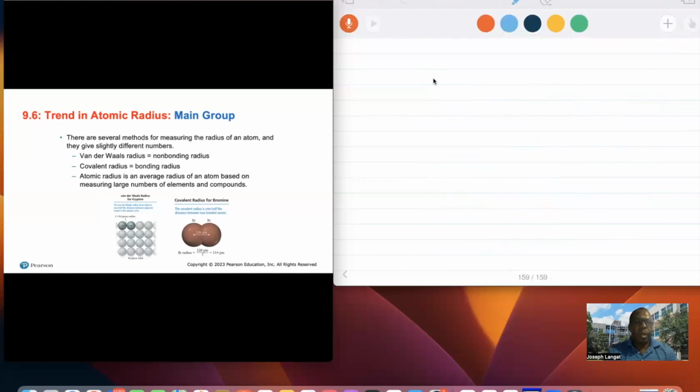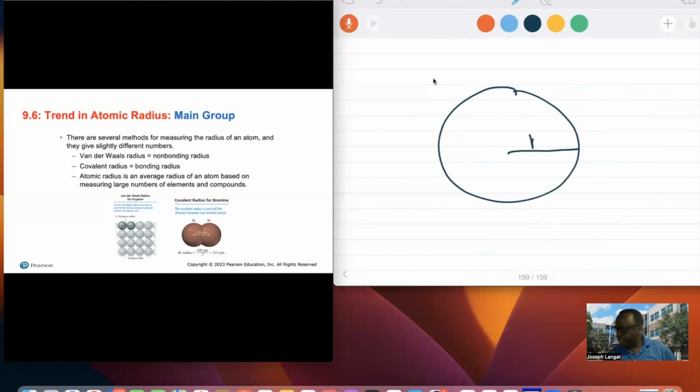Trend in atomic radius. You know what the radius is, the distance from the center. This is an atom, and this represents the radius, using R. There is a trend on the periodic table. First, how do we define the radius? There is the van der Waals radius, there is the covalent radius, and then there is the atomic radius, which is the average radius of an atom based on measuring a large number of elements and compounds.